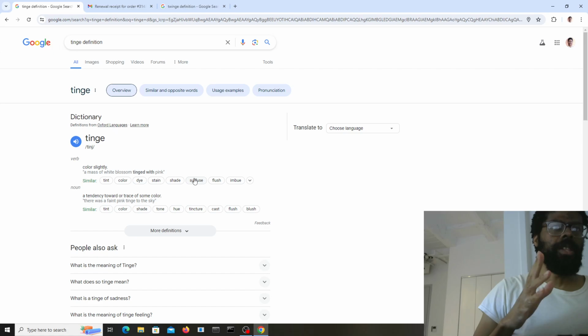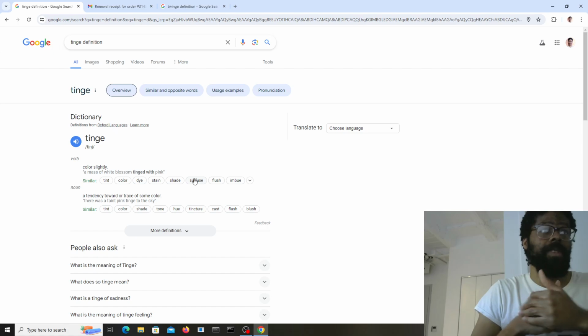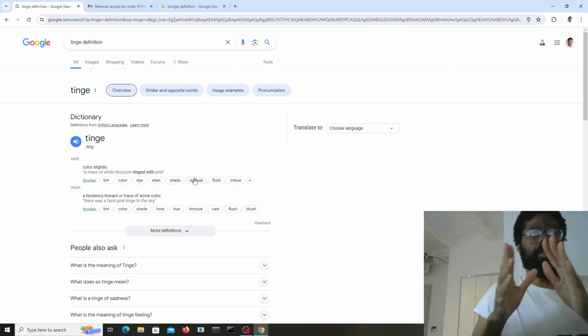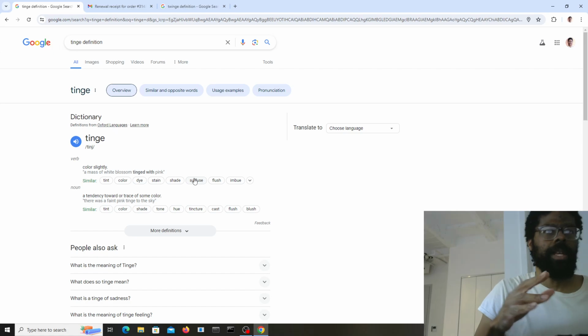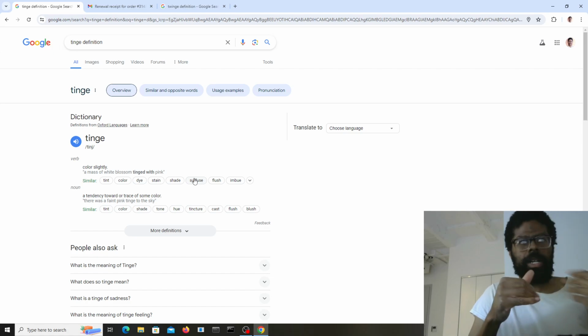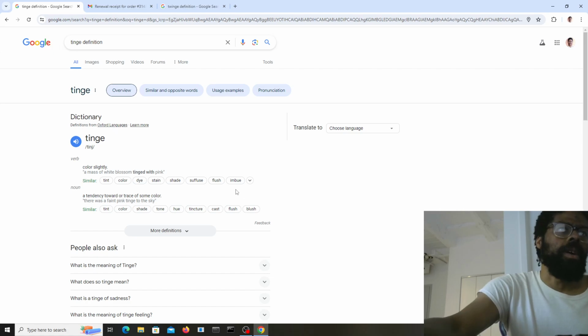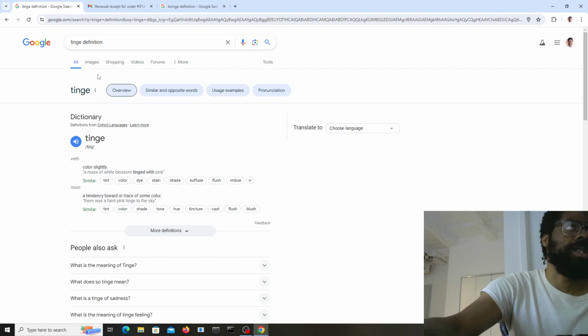A lot of times the word tinge will be used if somebody washes their whites and colors together, and then the color from the colored clothes washes onto the white clothes, and the white clothes are discolored. This doesn't happen as often as it used to. So tinge is usually used to describe discoloration.